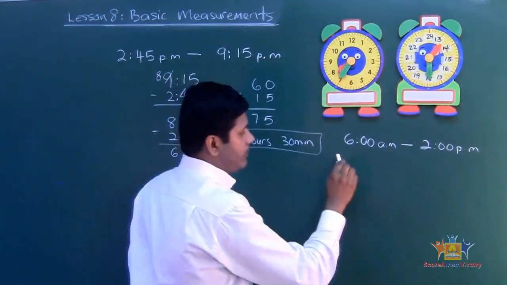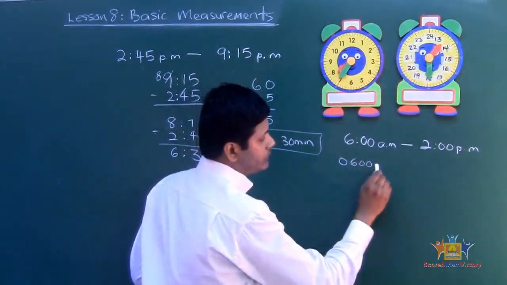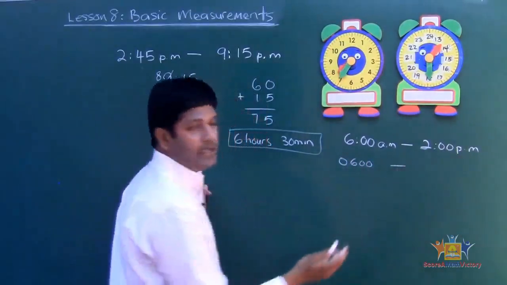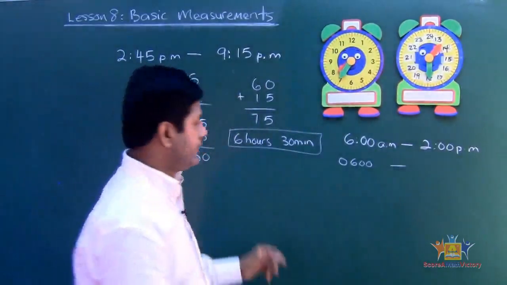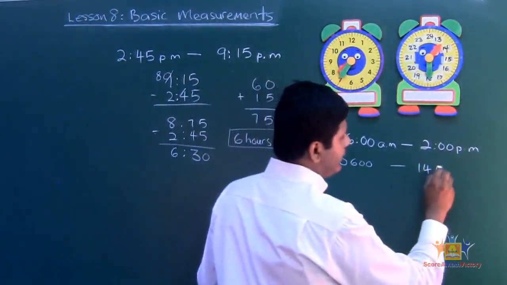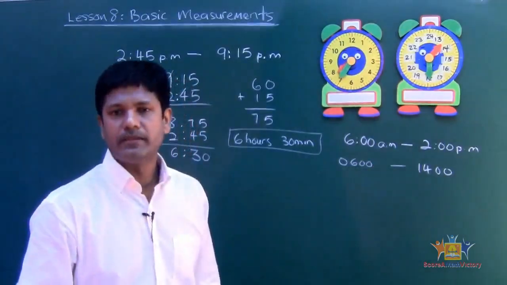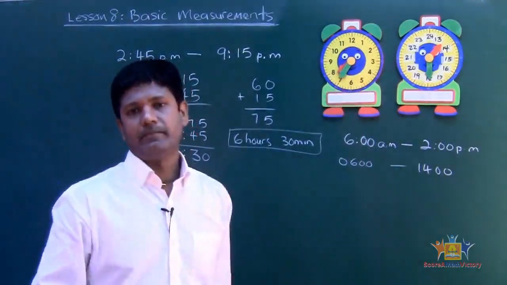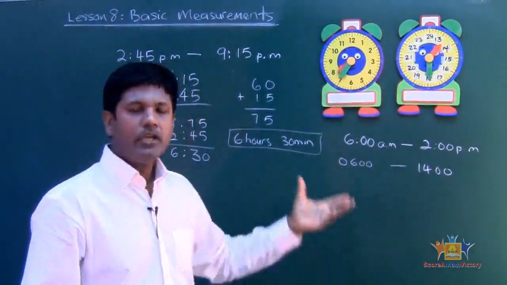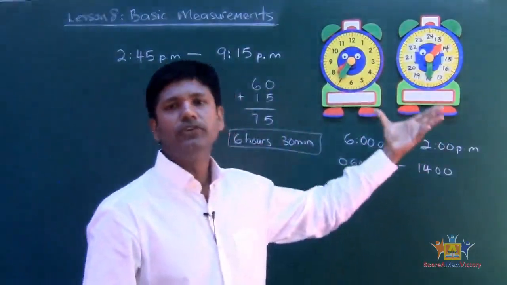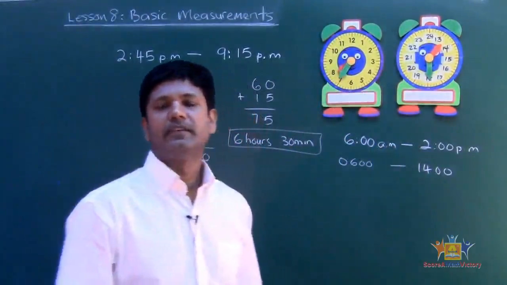For AM, pretty much you say 600 hours. Okay? For 2 PM, you take 2 plus 12, which is 14. So it's 1400 hours. Once you have converted them into that format, now you can subtract them. So anything with AM, PM or PM, AM, you have to convert into the 24-hour system first before you can subtract them.